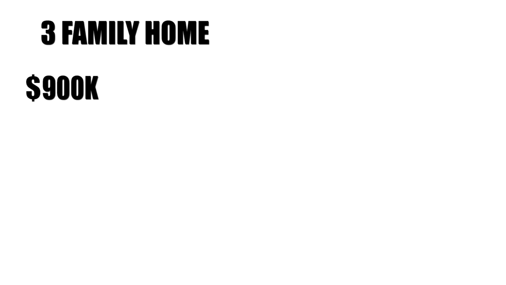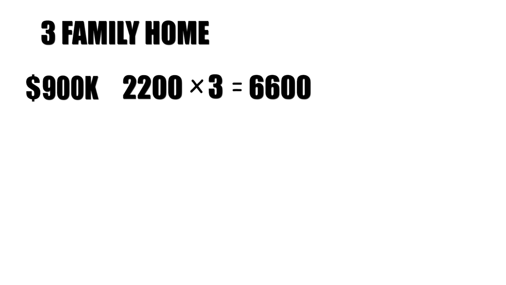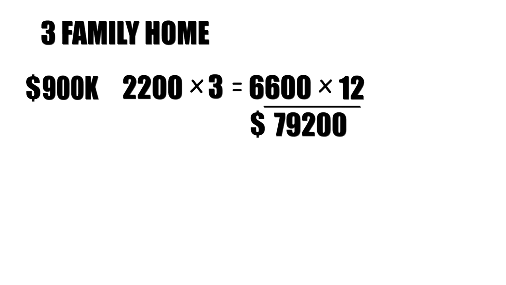The property is $900,000, so you purchase it for $900,000. Number two, the rental income is, let's say, $2,200 a unit, right? So that gives you a monthly income of $6,600. Now we always look at it yearly. So you take the $6,600, multiply that by 12, and that gives you $79,200 in yearly income.